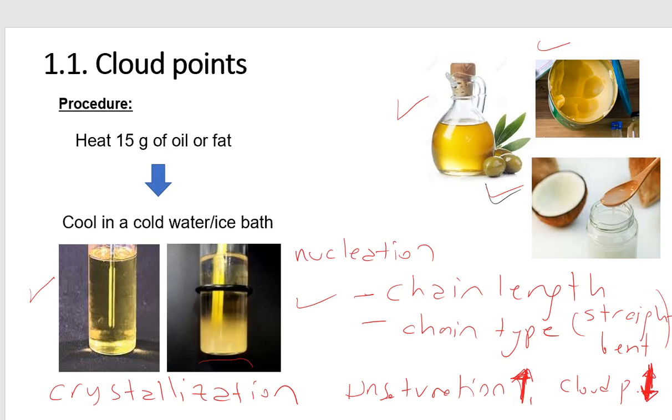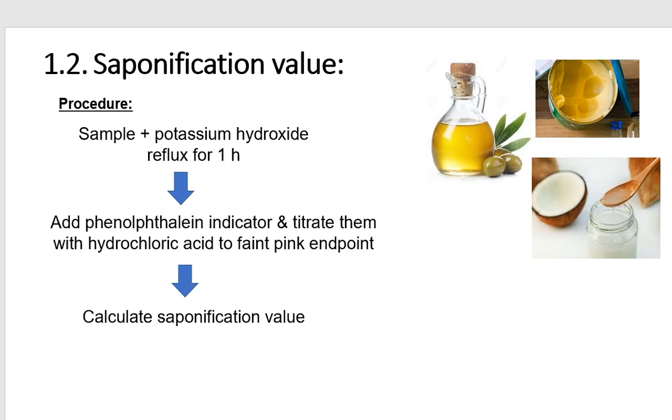Let's continue. In the second part, we determine the saponification values of the lipid samples. For this purpose, these samples are reacted with a base, potassium hydroxide. They are reacted in a condenser under reflux for 1 hour, then titrated with an acid to a faint pink endpoint to neutralize the solution.